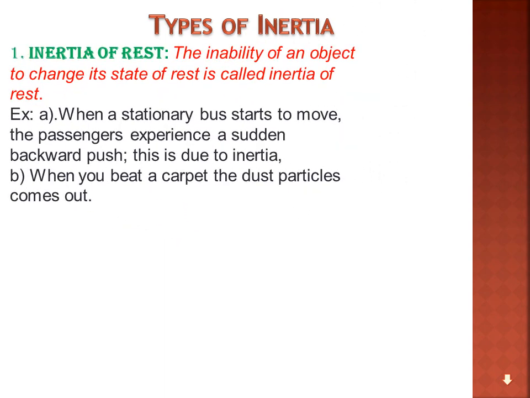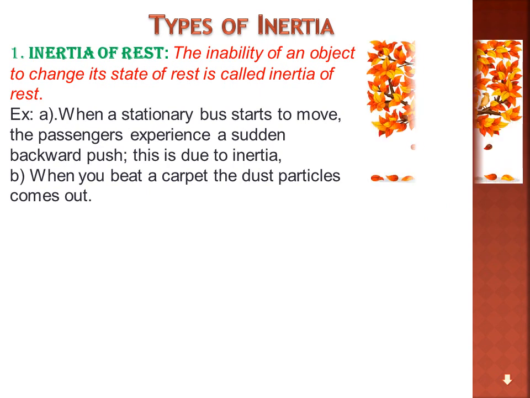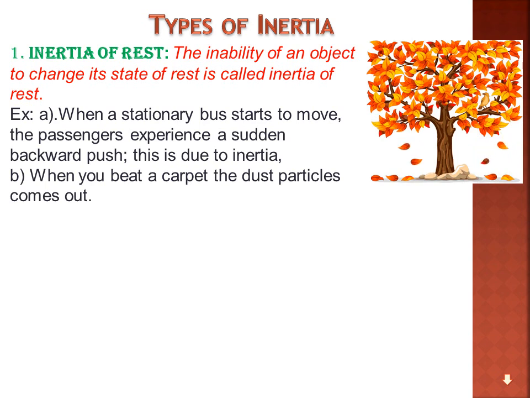Let's move to the types of inertia. What are the types? First one, inertia of rest. The inability of an object to change its state of rest is called inertia of rest. See, what are the examples? When a stationary bus starts to move, the passengers experience a sudden backward push. This is also due to inertia, which we regularly experience when we are traveling to one or more places.